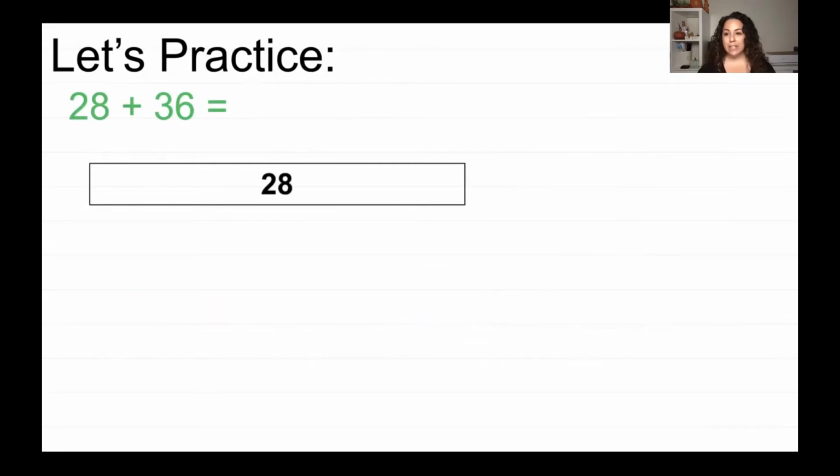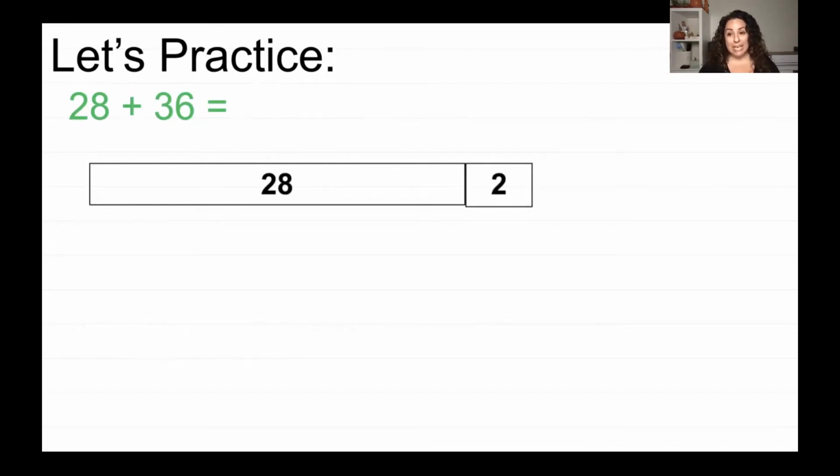Now, we've been talking about friendly numbers since we started Eureka. So I have 28, and I want to get to my next friendly number. So when I think of the next friendly number, I think of the number 30. So when I have 28, how many more do I need to get to 30? 28, 29, 30. I only need 2 more. So let's go ahead and put a 2 right there.